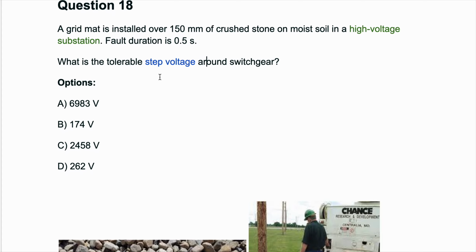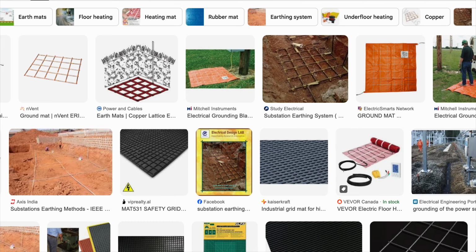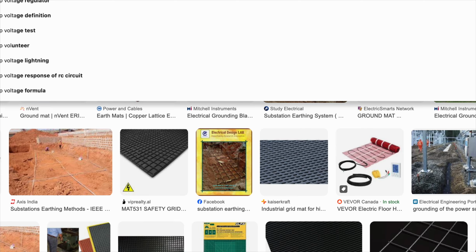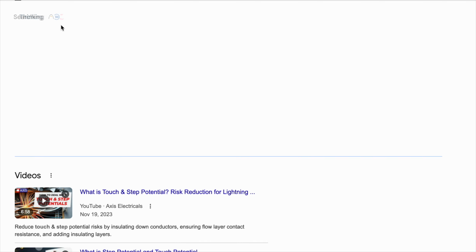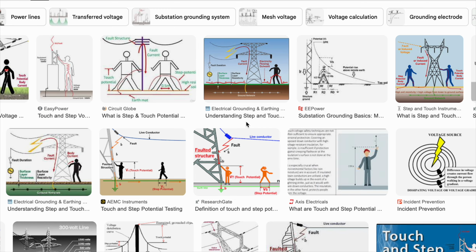So these are important: step voltage. Let me find out about step voltage and also touch voltage. What are these ones? Step voltage, touch voltage. These are very important. They can cause killing someone.